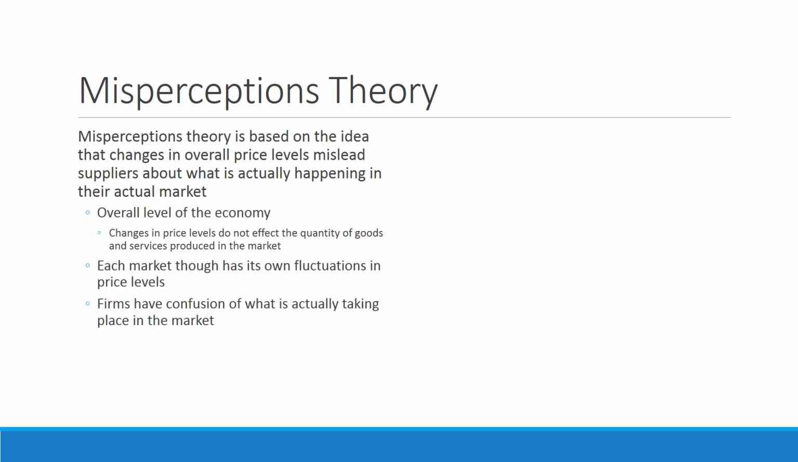So firms have confusion of what is actually taking place in the market, and you can see why. It causes changes in price levels to affect the quantity of goods and services produced. If they're looking at an overall increase in price levels, but within their market itself that's not occurring, they would potentially be changing the amount of goods and services being produced, even though they don't necessarily need to, or maybe they do need to, but then they don't.